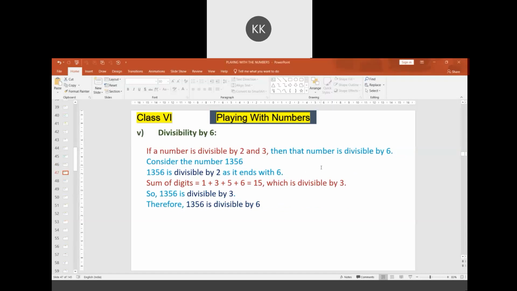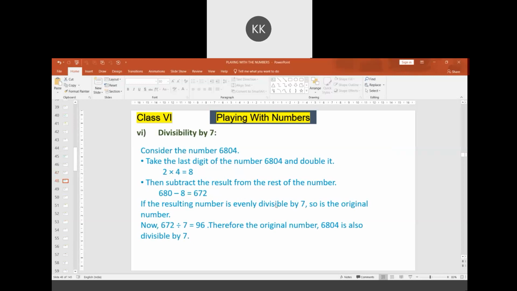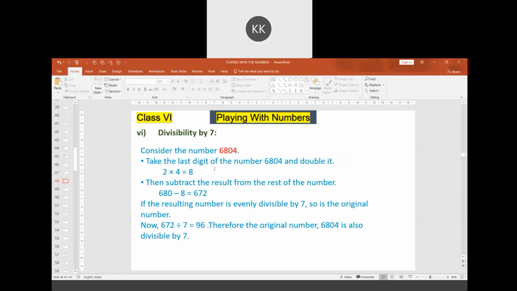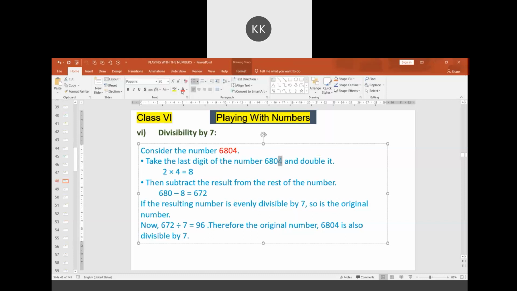Now we have to start the test for divisibility by 7. In most of the books, they don't give the test for divisibility by 7. Here I have given an example. If a number is 6804, we need to look at the last digit of the number. Here the last digit of the number is 4.